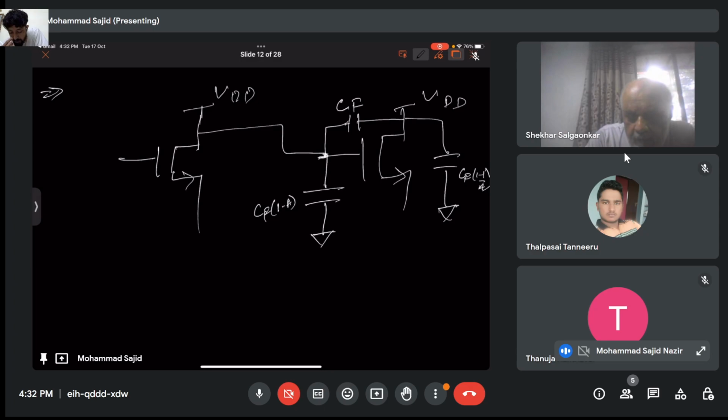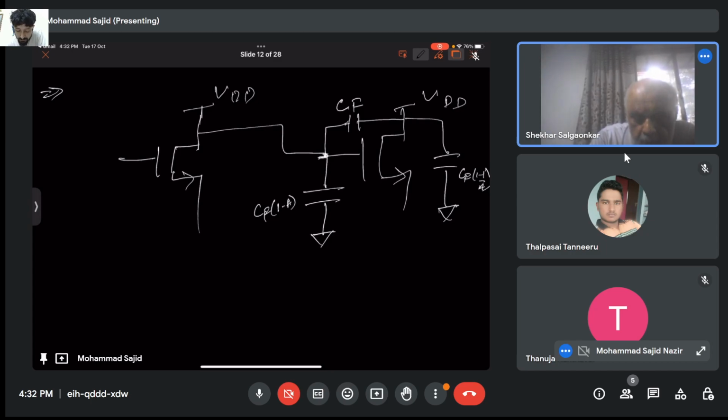Okay. Repeat. Once you use the Miller theorem, then what? Because on the second side, if you have the capacitor to be considered for the input side, say of the output of the first stage, then it has the gain coming in between, correct? It is multiplied by the gain.